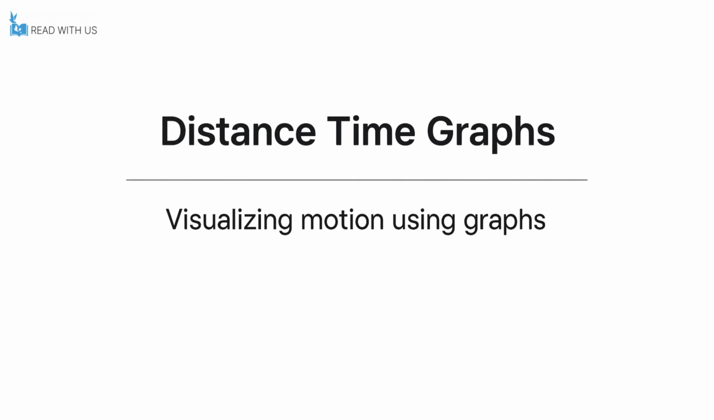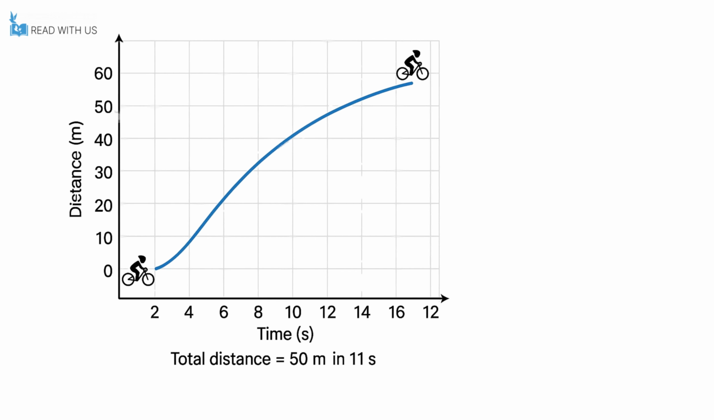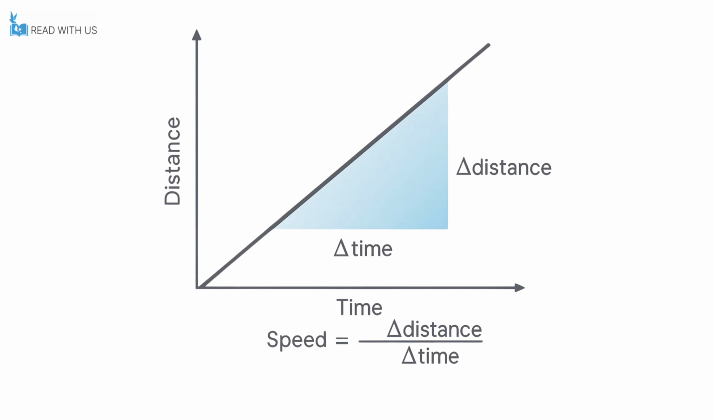In this lesson, we are learning about distance-time graphs. These graphs allow us to visualize how far something has traveled in a certain period of time. For example, this one could represent the journey of a cyclist. As you can see, she travels a total of 50 meters in 11 seconds. But the graph also tells us about each part of her journey.